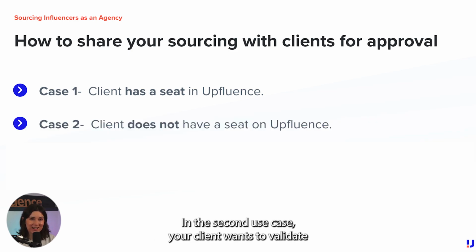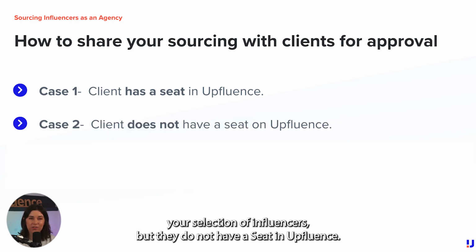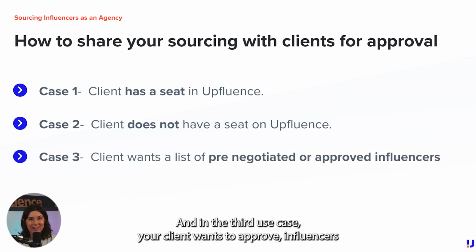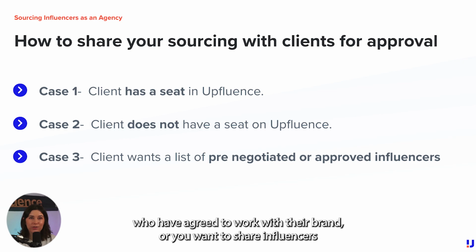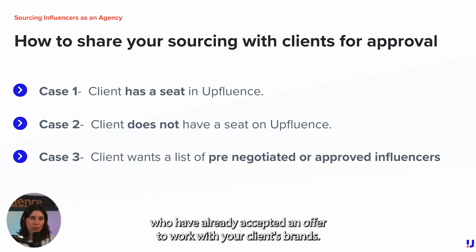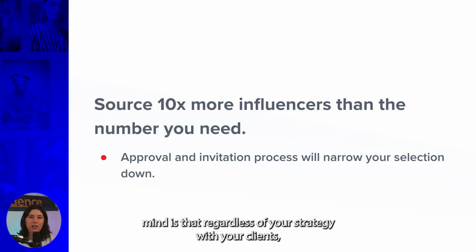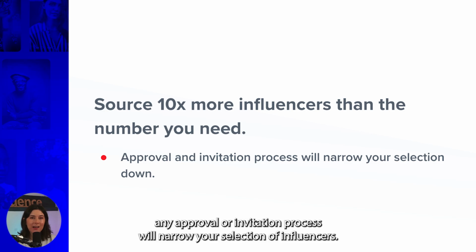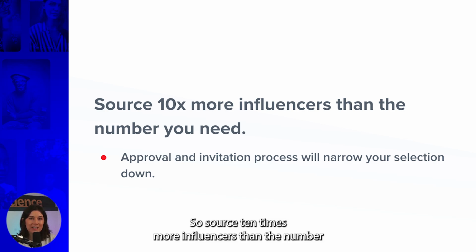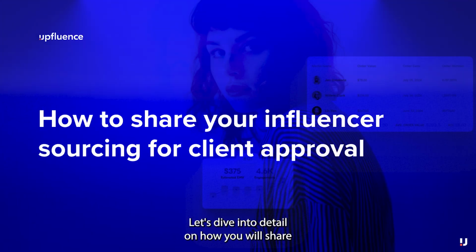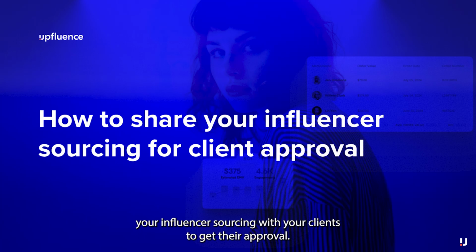In the second use case, your client wants to validate your selection of influencers, but they do not have a seat in Upfluence. And in the third use case, your client wants to approve influencers who have agreed to work with their brand, or you want to share influencers who have already accepted an offer to work with your client's brand. One thing to always keep in mind is that regardless of your strategy with your clients, any approval or invitation process will narrow your selection of influencers, so source 10 times more influencers than the number you hope to actually work with. Let's dive into detail on how you will share your influencer sourcing with your clients to get their approval.